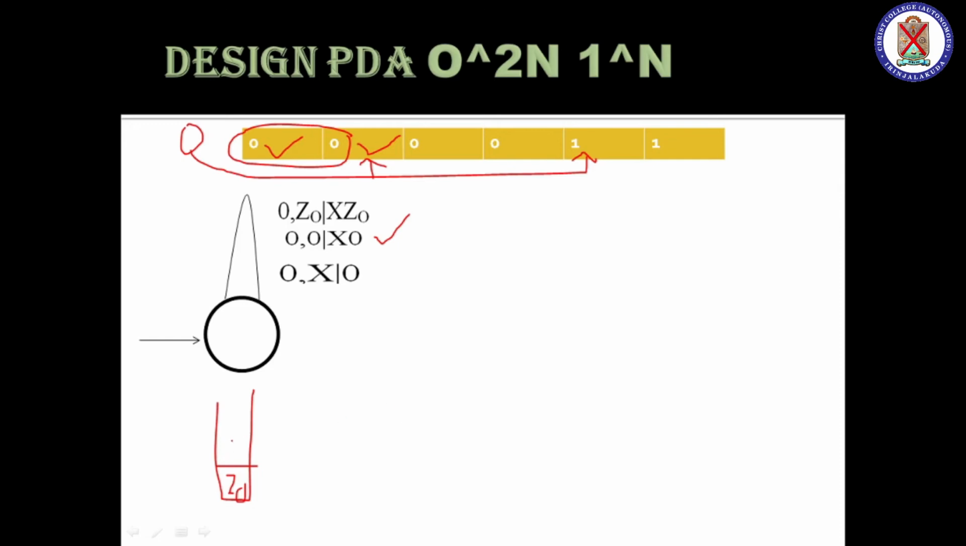Have you been clear on this? Once again I say: if the first 0 is seen and the stack top is Z0, I will insert Z0, then I will insert X. When I see the next 0 and X is on the stack top, we need not insert X again. In this case we are inserting two elements because we need both: Z0 is needed and X is also needed.